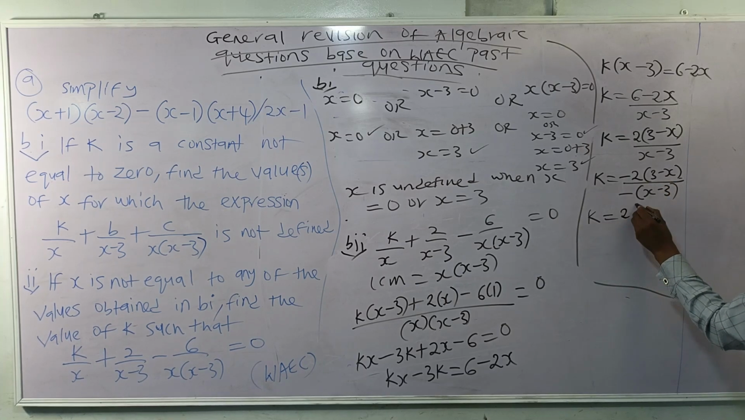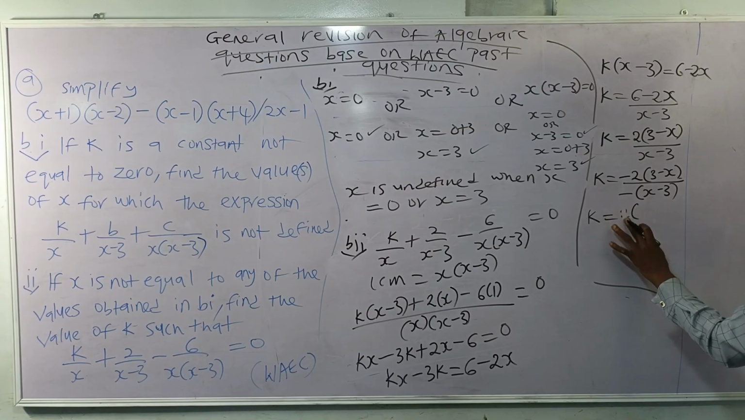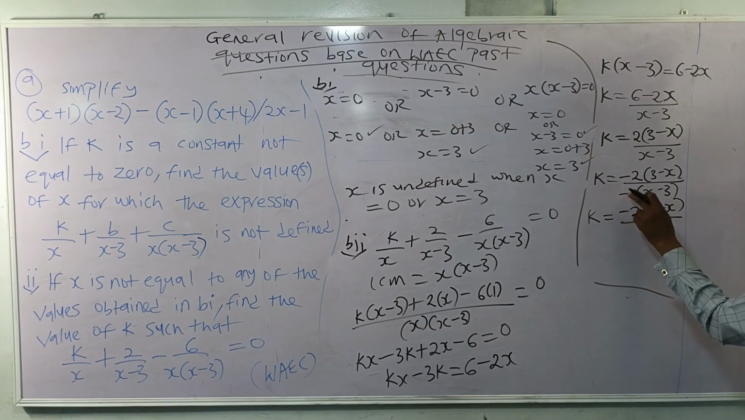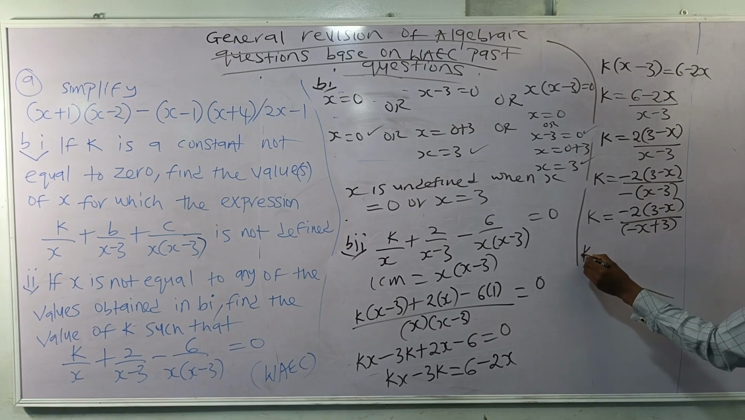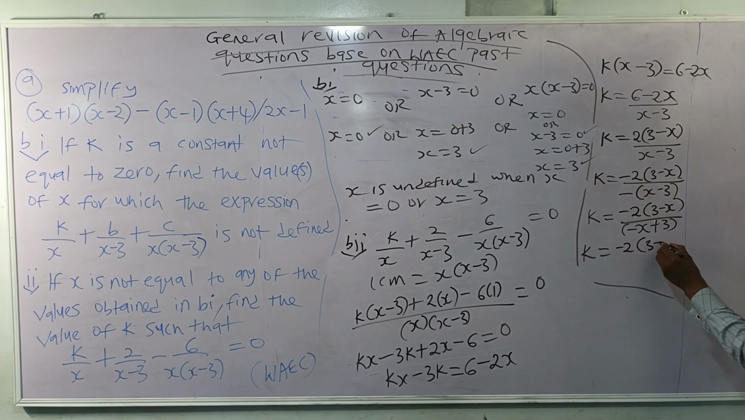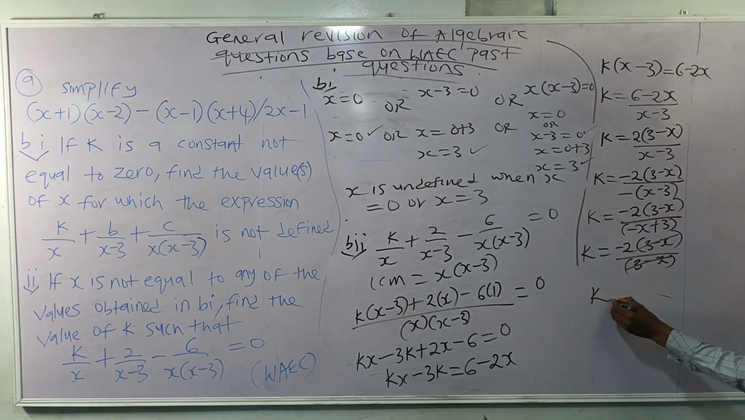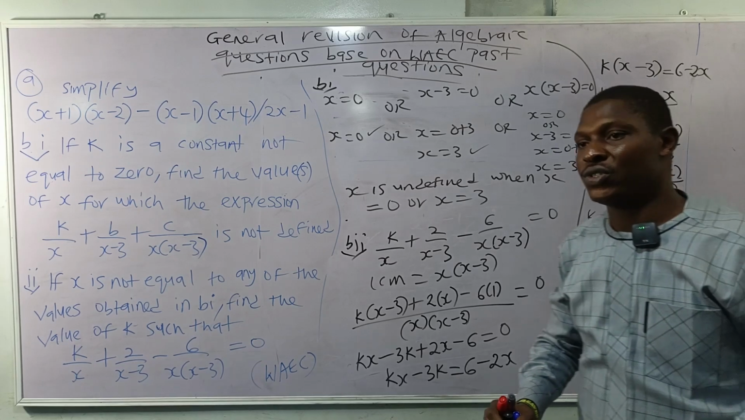So k will be equal to, I want this now to be equal to this. I have minus 2 in brackets 3 minus x all over, this multiplying this will give me negative x, and this divide this, and this multiply this, so I have positive 3. This can be arranged to give you minus 2 in bracket 3 minus x all over 3 minus x. So this can cancel this, and I'll have my value of k to be equal to minus 2. So this is the solution to this question.